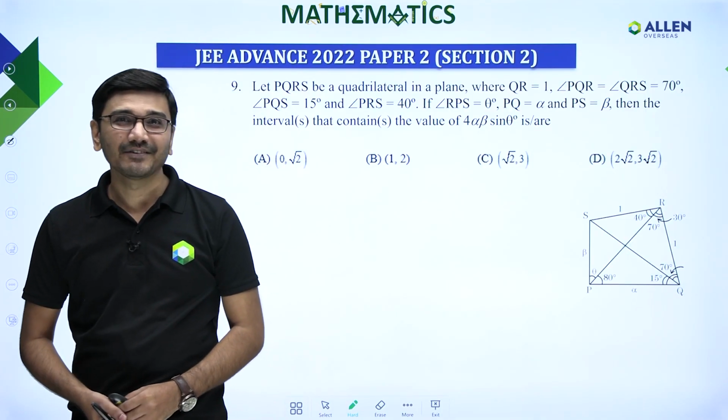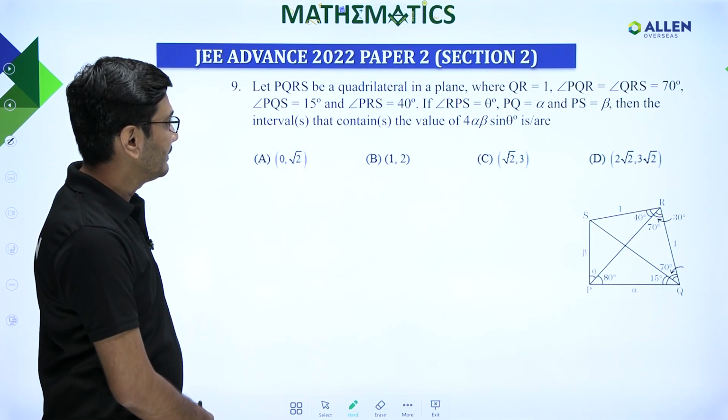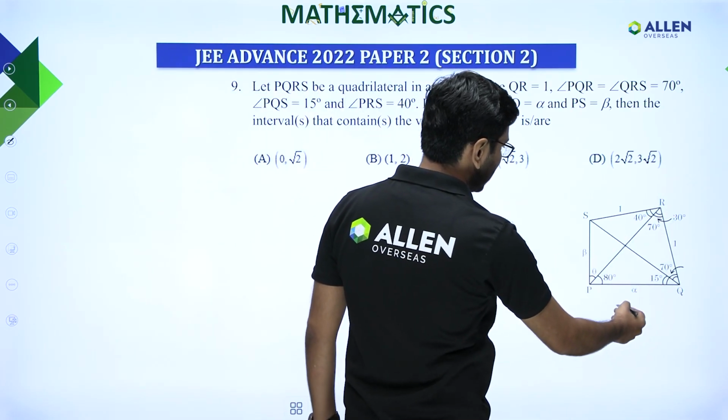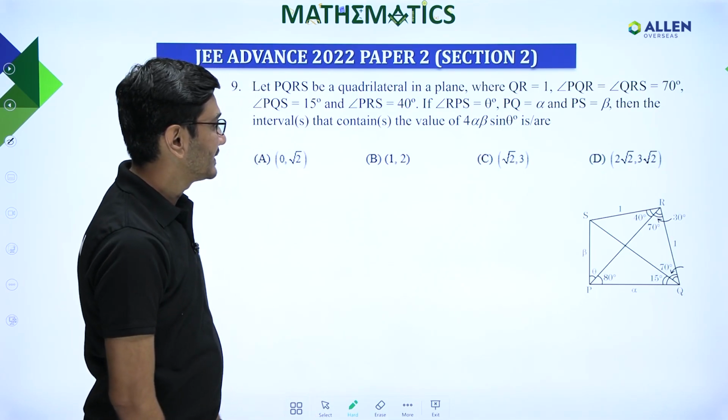Hello students, let's have a look at question number 9. Question says PQRS be a quadrilateral in a plane where QR is equal to 1. So we have drawn here a PQRS quadrilateral whose length QR is 1. Then PQR and QRS angles are 70 degree.